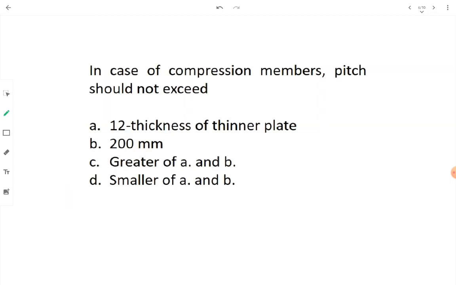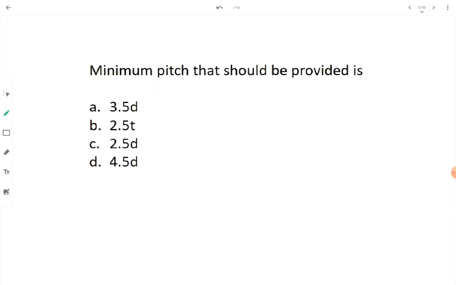Then in case of compression member, same question regarding pitch. In case of compression member, what do we do? We go for the smaller of 12 into T. In case of tension member it was 16. In case of compression member it is 12 into T or 200 mm, whichever is smaller, that we adopt as the pitch that should not exceed. Smaller of A and B. Then the minimum pitch that should be provided, remember, is 2.5 times the nominal diameter of bolt. That is 2.5 D, 2.5 into nominal diameter of bolt.